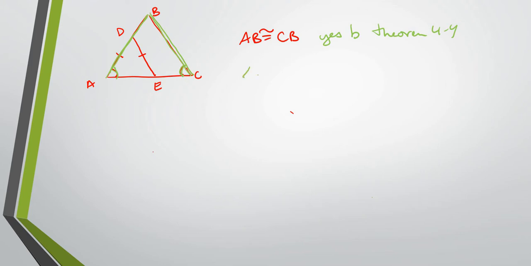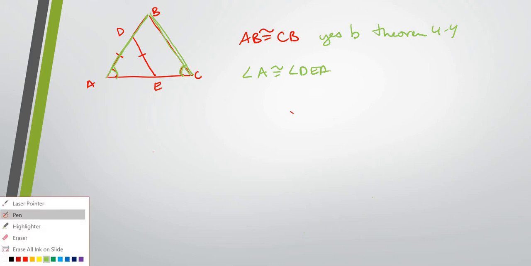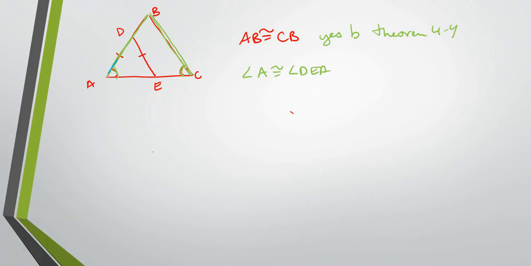Can I also prove that angle A is congruent to angle DEA? Let me pick up another color. So angle A congruent to DEA. And yes, I can do that because AD is congruent to DE. So using two sides and two angles and comparing them to each other in an isosceles triangle.